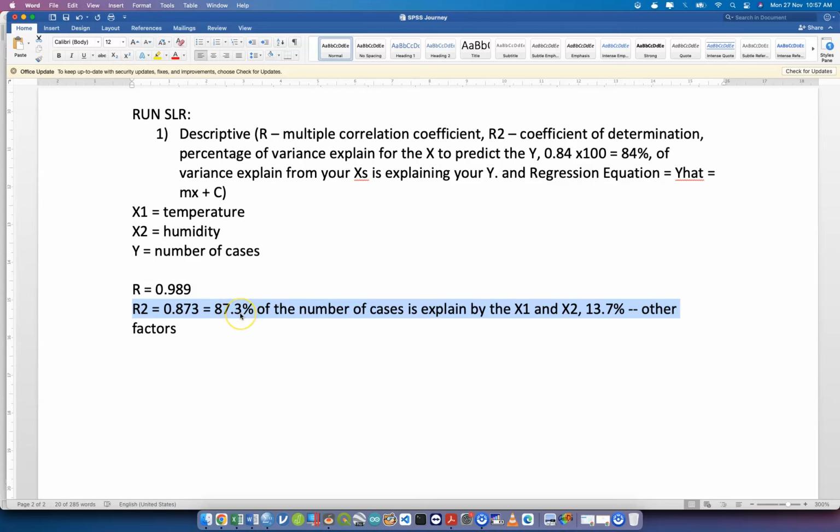That means 87% of the variance explained. This one is actually a variance explained. The variance explained for the X1, X2 is much higher in terms of explaining what happened to the Y. So, other factors is around 13.7. So, dengan kata lain, when you got the higher R and also the higher R squared, your model fit is quite good.